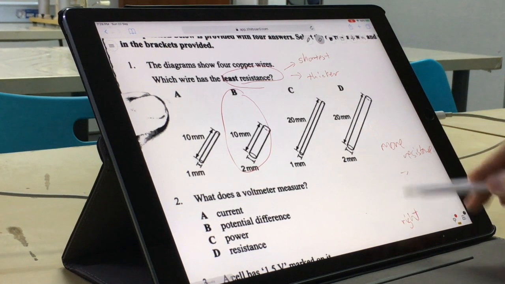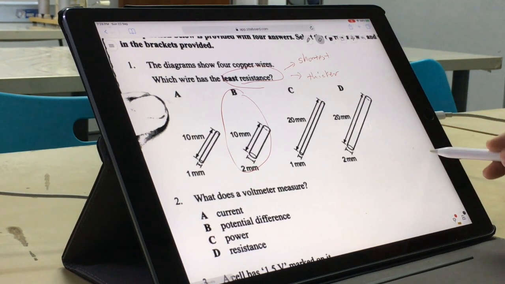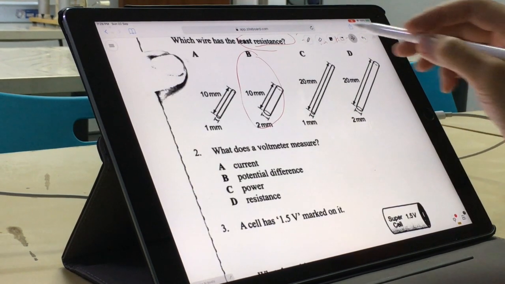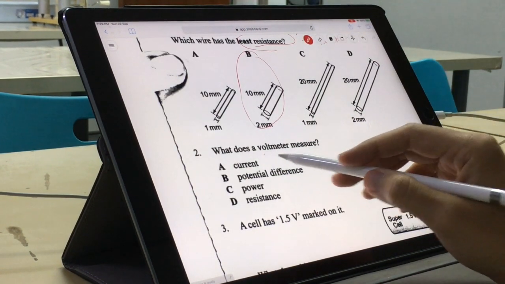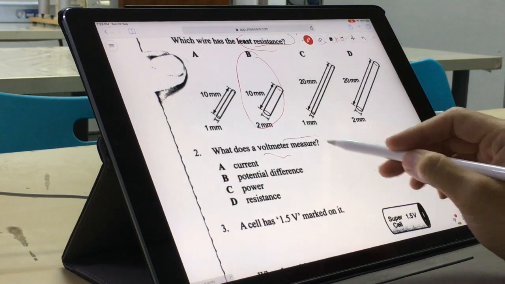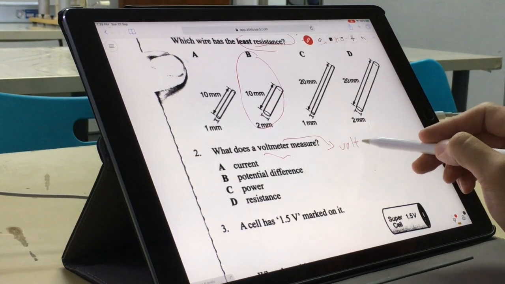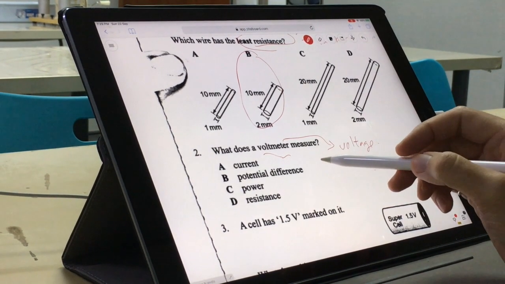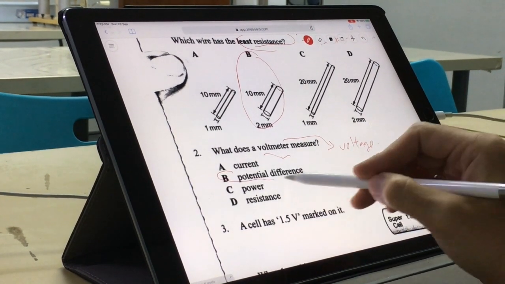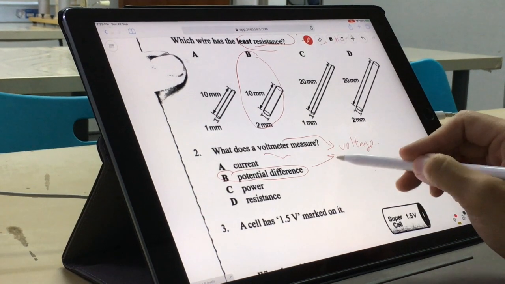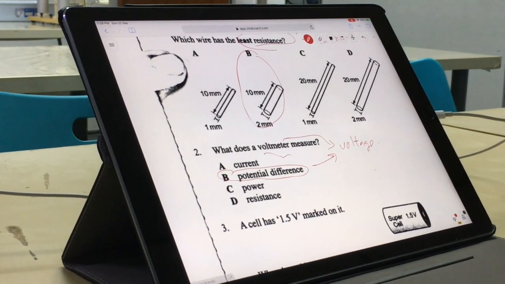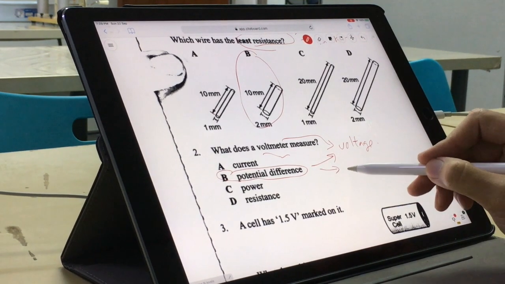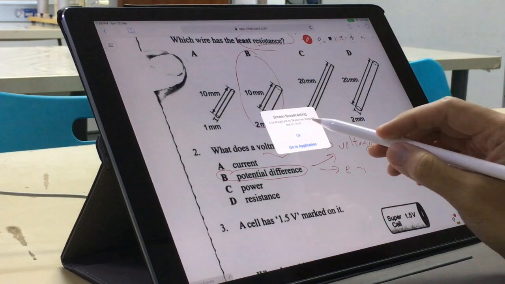Any other question? Feel free to ask me. Okay, we continue. Next one: what does a voltmeter measure? We know a voltmeter measures voltage. But over here, we never see any voltage. You need to know that potential difference also refers to voltage. Same as EMF.